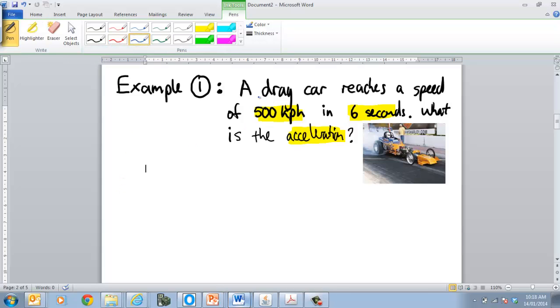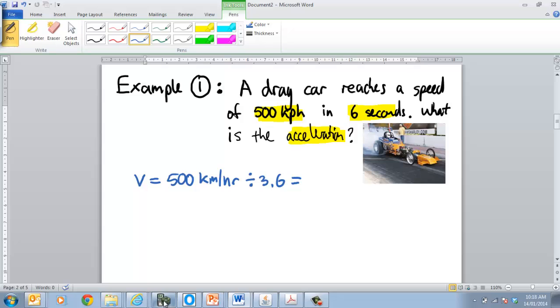So what's this? Well, a drag car reaches a speed of 500 kilometres per hour. Well, that is going to be my final velocity, 500 kilometres per hour. Now, what I should do is convert that to metres per second. So remember, converting it to metres per second, I have to divide by 3.6.